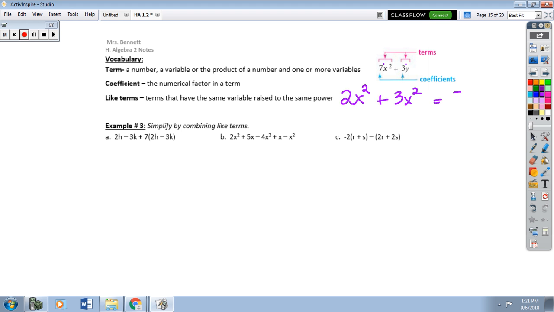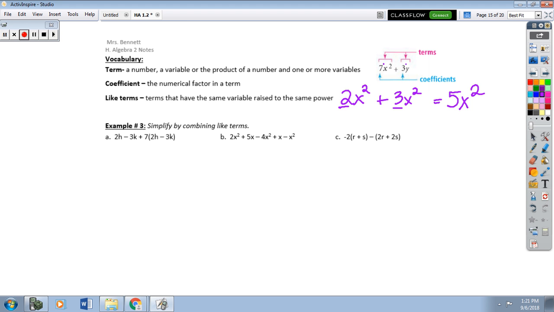We can add those. Now, when I add them, do I get 5x squared or do I get 5x to the fourth? Yes. When you're adding like terms, you just add the coefficients and you keep the terms like. Just like common denominator, you add the numerators, you keep the denominators.